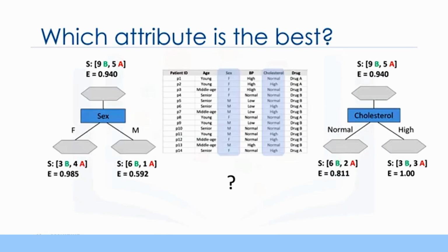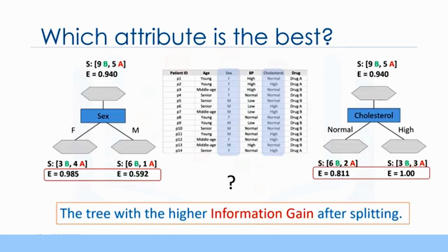Now, the question is, between the cholesterol and sex attributes, which one is a better choice? Which one is better at the first attribute to divide the dataset into 2 branches? Or, in other words, which attribute results in more pure nodes for our drugs? Or in which tree do we have less entropy after splitting rather than before splitting? The sex attribute with entropy of 0.98 and 0.59, or the cholesterol attribute with entropy of 0.81 and 1.0 in its branches? The answer is the tree with the higher information gain after splitting.